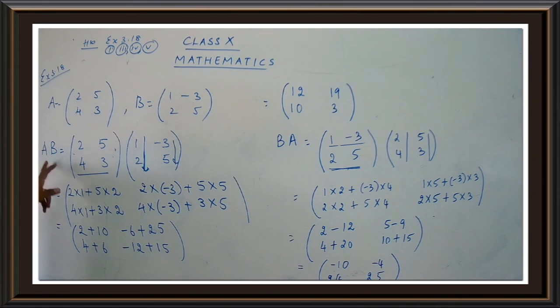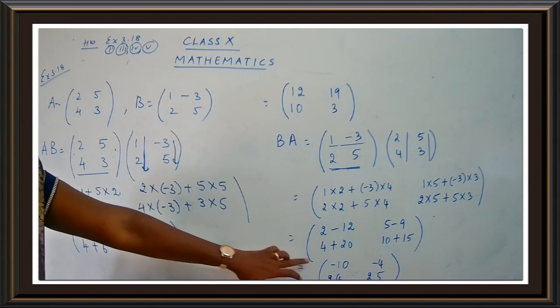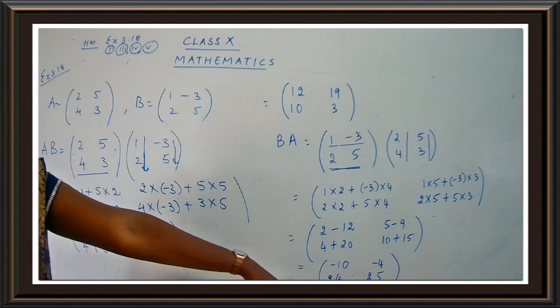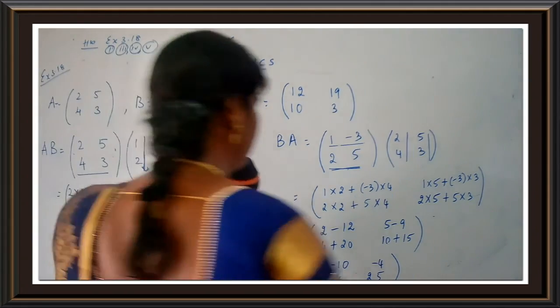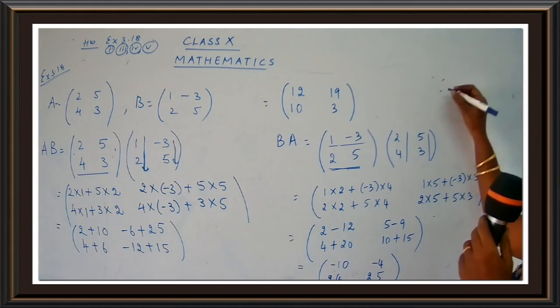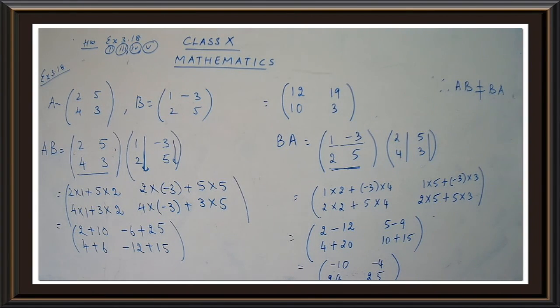See the answer, children. What is the answer for AB? It's 12, 19, 10, 3. And what is the answer for BA? Minus 10, minus 4, 24, 25. So what do you get? Are they equal? Okay, so what we can say is that AB and BA are not equal. Therefore, AB is not equal to BA. Are you getting my point, children? So they are not equal. Clear? Okay, so we have completed our sum number 4.